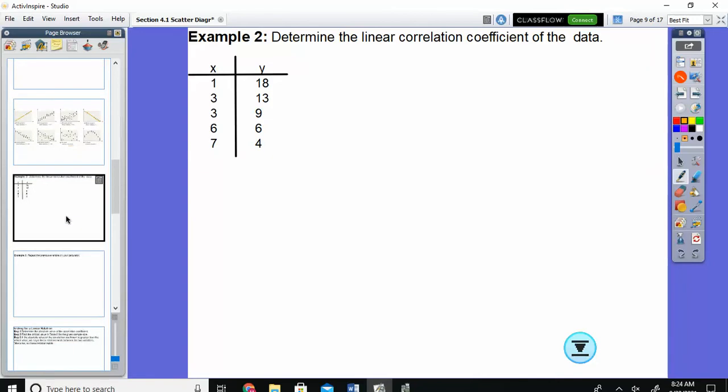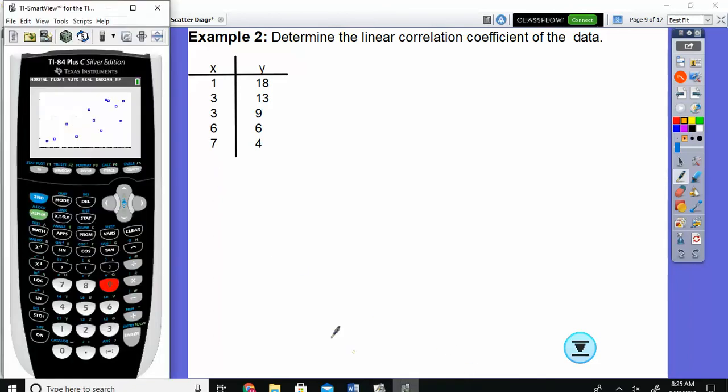All right, so let's look at this. Let's do an R by hand, and then we'll talk about doing it on the calculator. I want the linear correlation coefficient of the data. Let's make it a little bit easy. Let's get our mean and standard deviation from the calculator so we're not doing everything by hand. So if you go to your calculator, let's enter this in your L1 and L2.